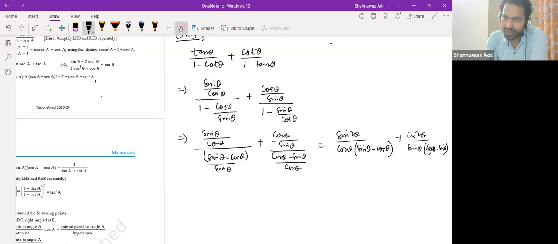Okay, so now we have these two terms, right? What can we do here? There is a trick to this question. To simplify this, we have to take the LCM, right? Yes, sir. But you see that two of the terms are equal. Can you guys find out which are the two terms which are equal, but have something different?